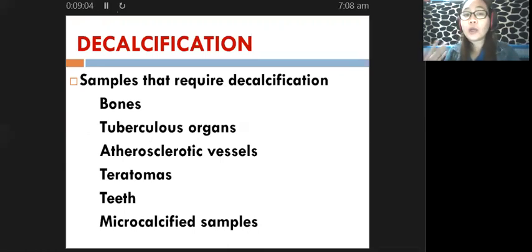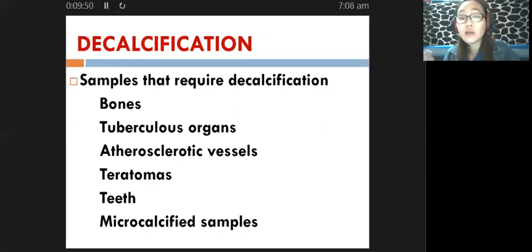Okay, so before we discuss the different samples that require decalcification, in your module there is a portion that discusses the different consequences of not performing decalcification and the consequences of performing decalcification. So may I just explain that portion of your module. Why do we perform decalcification? Because there are consequences if you do not perform decalcification.